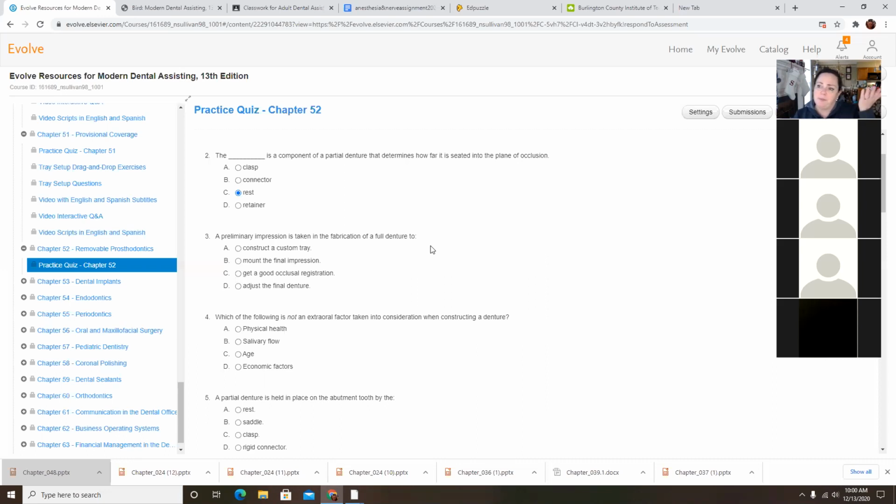All right, so we have our initial impression made in stock tray with alginate. Then we make our custom tray, which is only form fitted to that person. And in that custom tray, form fitted to that person, we take a final impression with something like monophase or Impregum or some sort of heavy bodied or medium bodied impression material, okay, to get a more exact impression. So that's the second step. So we have initial impression, stock tray, make our custom tray, final impression, custom tray.